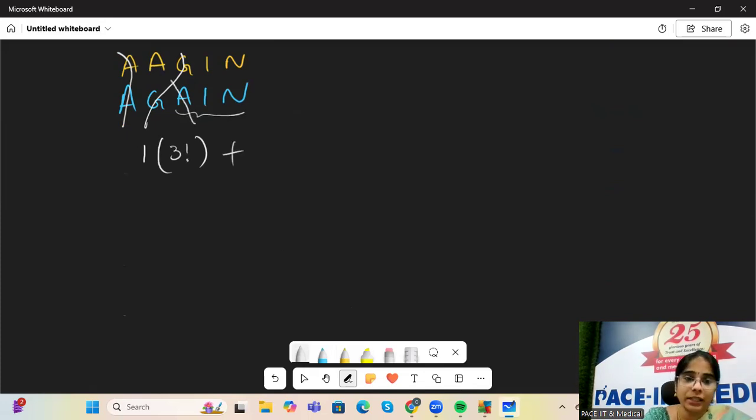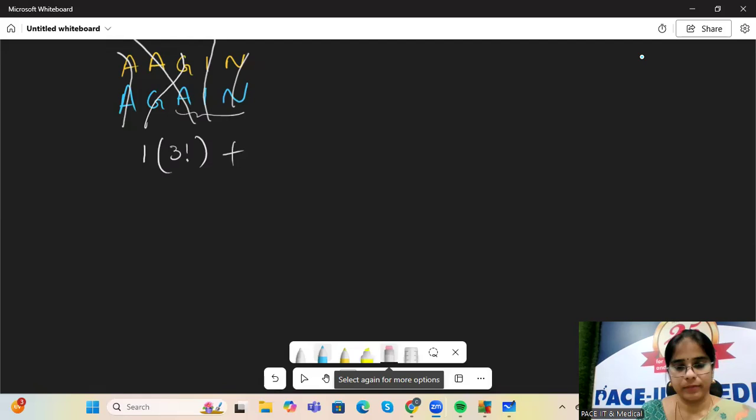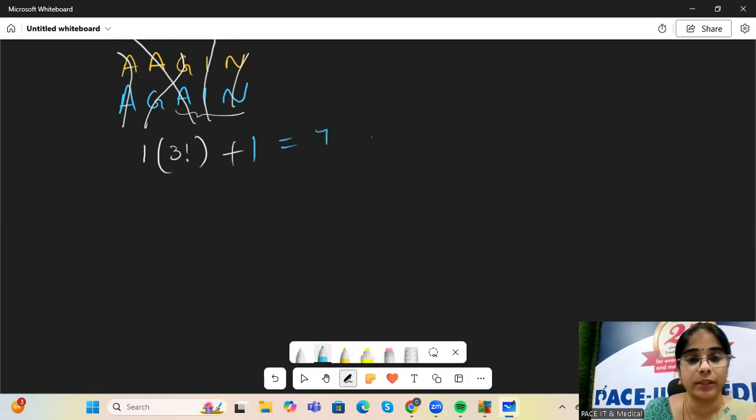Plus now I am cutting A with A. There is nothing left before that, hence it is 0 into something. Cutting I with I, N with N. Finished. What's my final answer there? The last one is 1. You just have to take it. That is 3 factorial, that is 6, plus 1. That is 7 is what your answer is, right?